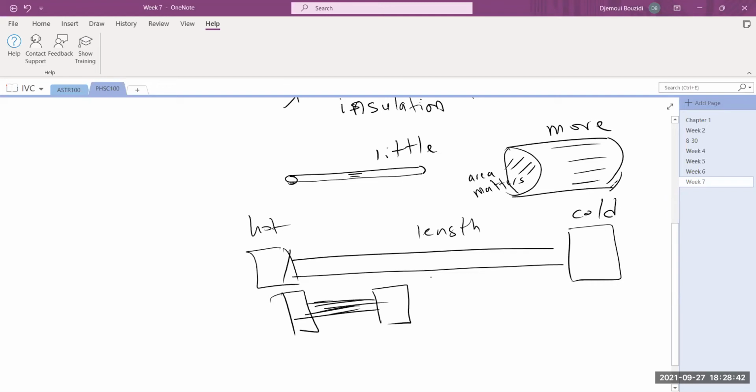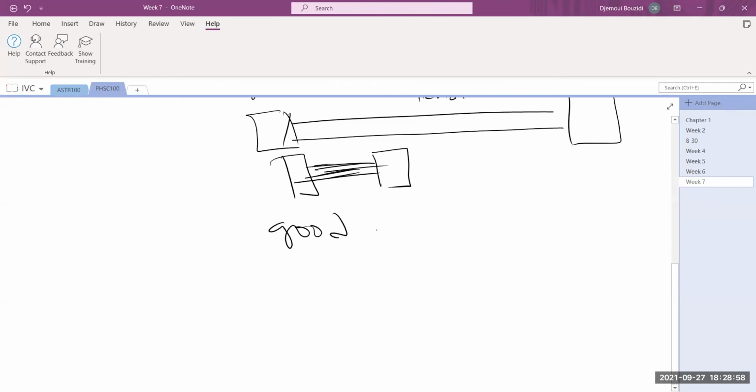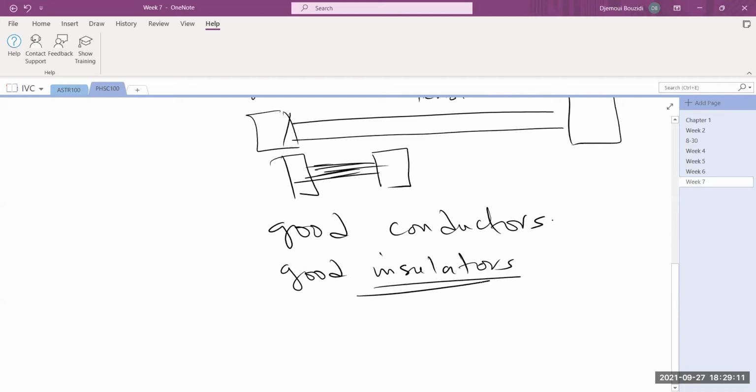The last thing that matters is the different materials. I already mentioned the fact that they have conductors and insulators. Materials come in different fashions: good conductors and good insulators. If you're building a house, for example, you would want insulation. You don't want conduction. But if you're trying to build, for example, something to put on the stove to cook with, you don't want heat to be not conducted. You want heat to be conducted. So you would want the pot to be made of a material that conducts heat.